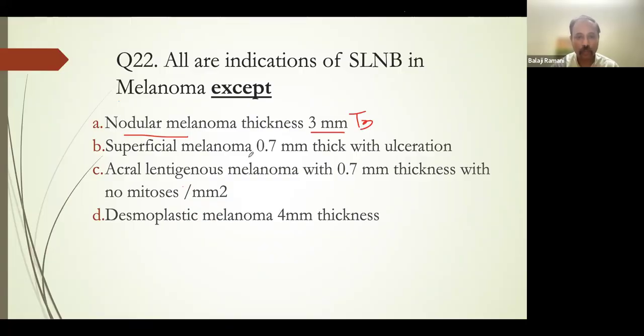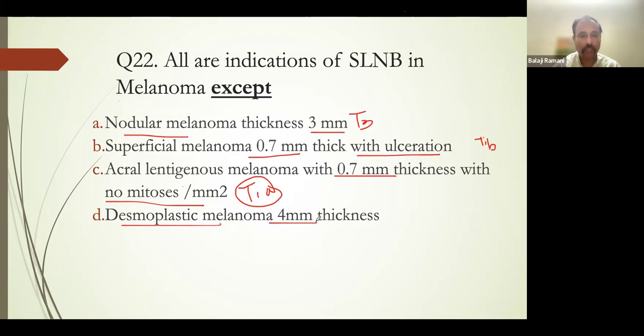Then you have your superficial melanoma, 0.7 millimeter thick with ulceration. So this will come under T1B. Then you have your acral lentiginous melanoma with 0.7 millimeter thickness with no mitosis. This is again another factor which will be taken. So this is what will be considered to be your T1A melanoma, and this is probably the only melanoma where you don't need to do a sentinel lymph node. Desmoplastic melanoma, 4 millimeter in thickness, but irrespective of thickness, basically anything which is T1A, you can avoid an SLNB.